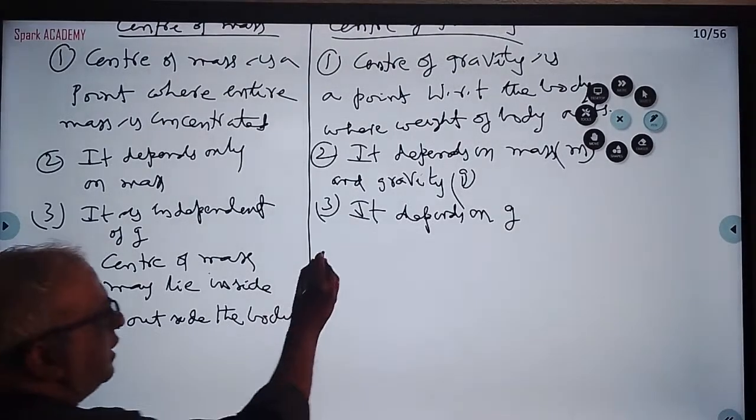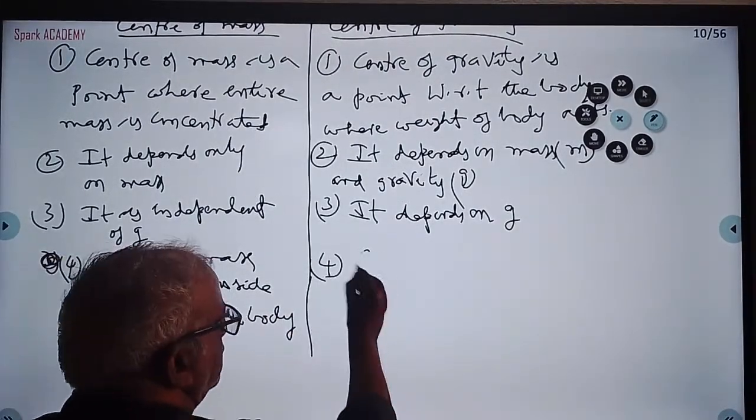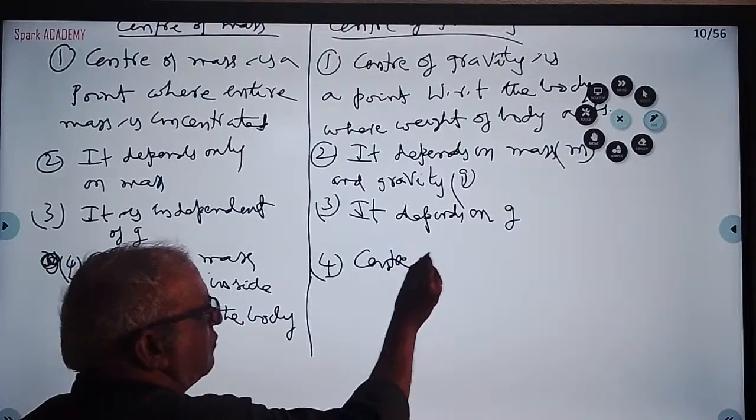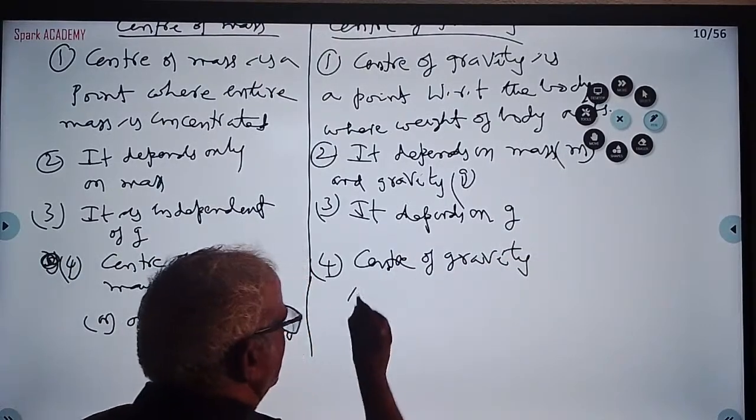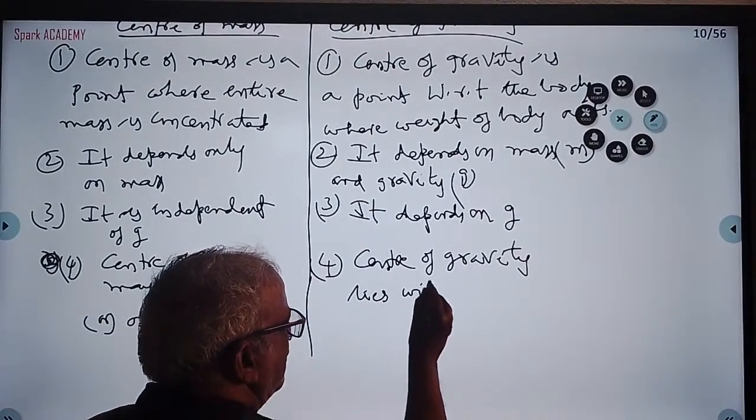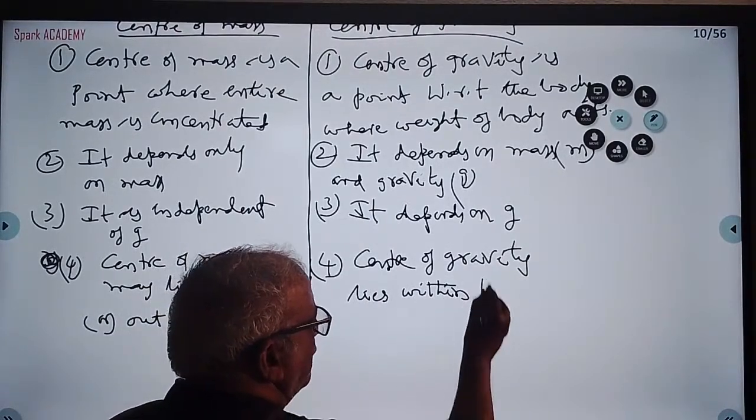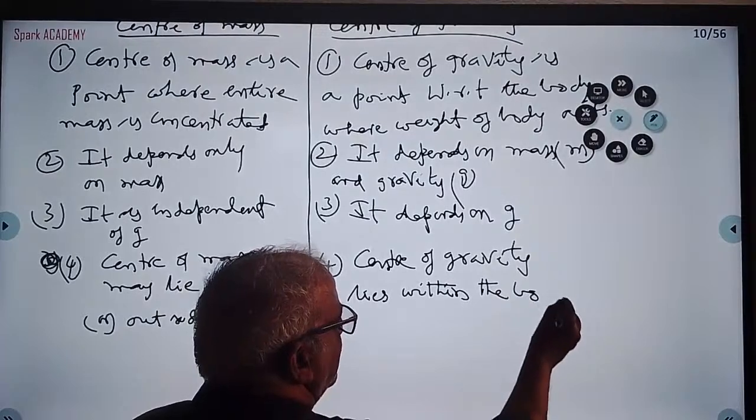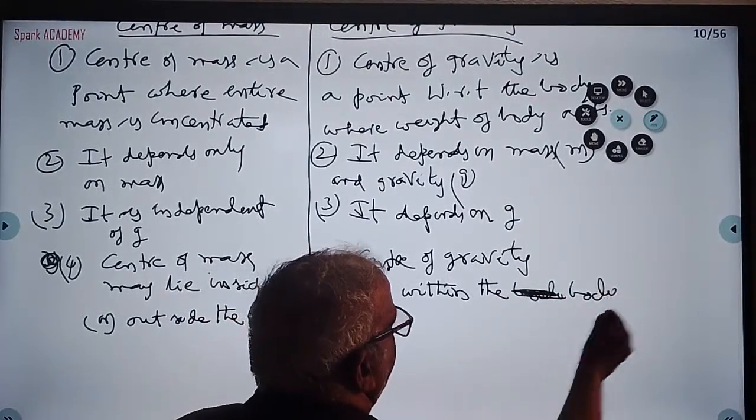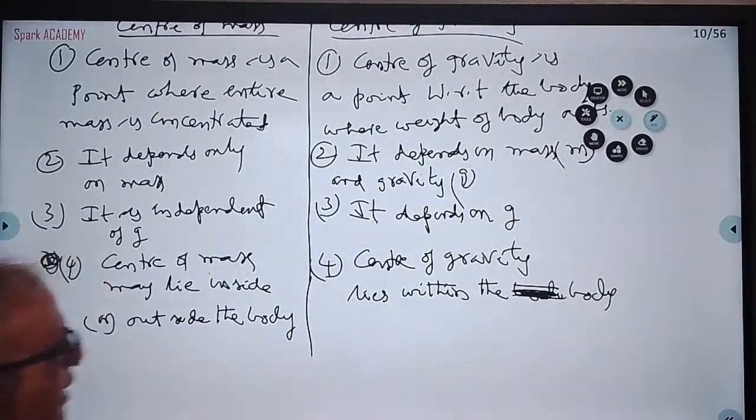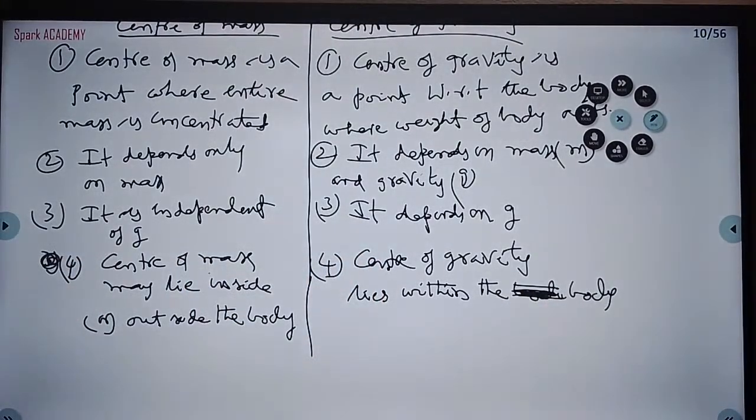Here, center of gravity lies within the body. So I am writing once again, don't worry about this. Within the body. I think you understood these four differences, 4 marks.